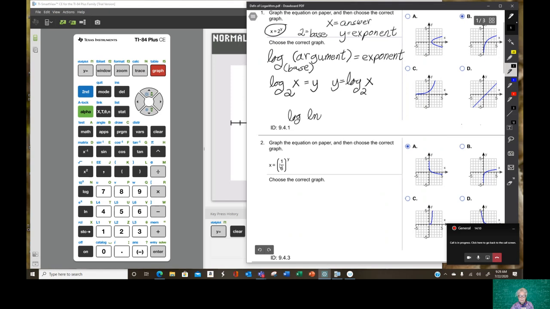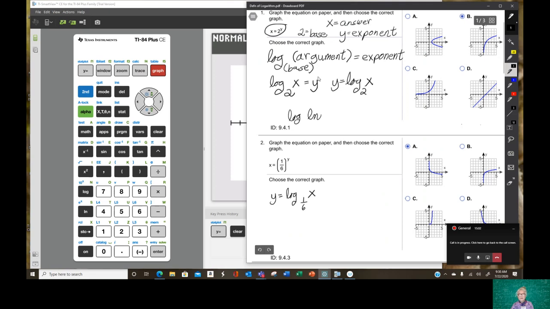Now, here we have x equals base 1/6 raised to the y power. Again, 1/6 is the base, y is the exponent, and x is about to be the argument. I'm going to use the definition of a logarithm, which is y equals log base 1/6 of x. Looks kind of strange, but you'll get used to it.